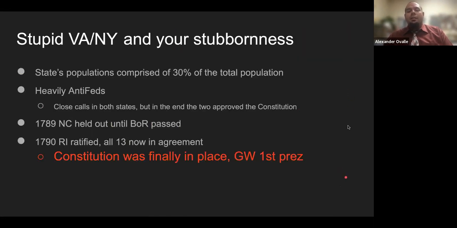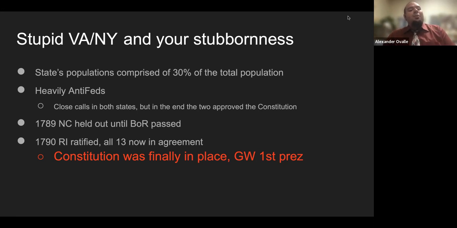All right. So stupid Virginia and your stubbornness. These state populations comprise of 30% of the total population of the entire country, these two states. They were heavily anti-federalists. Close calls came in both states, but in the end, they both approved the Constitution. A little side note, the Federalist Papers were mainly sent to states who were very anti-federalist heavy.